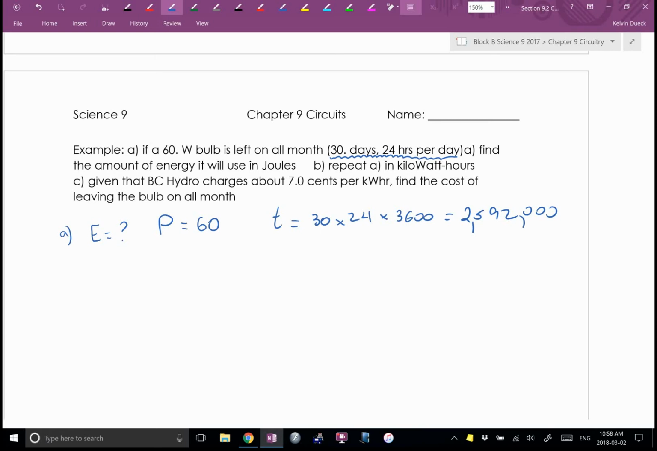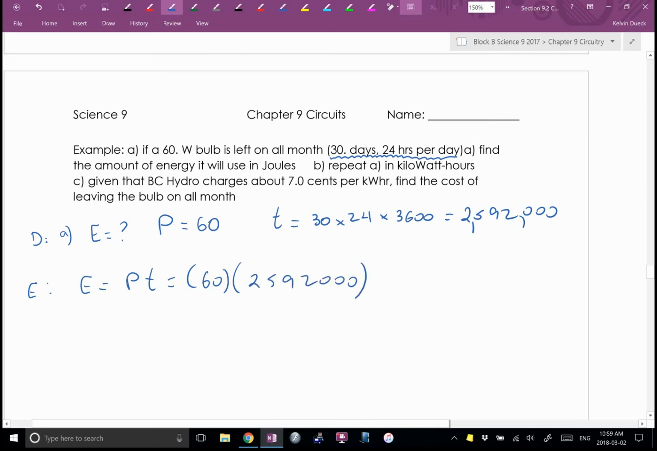Nick, what equation am I going to use here? By the way, we're using our DFIC approach. So there's my listing my data. And while I'm listing my data, I always make sure my units are what I want. Then the next step is find an equation. So here's my E equals P times T. Do I know power? 60. Do I know time?